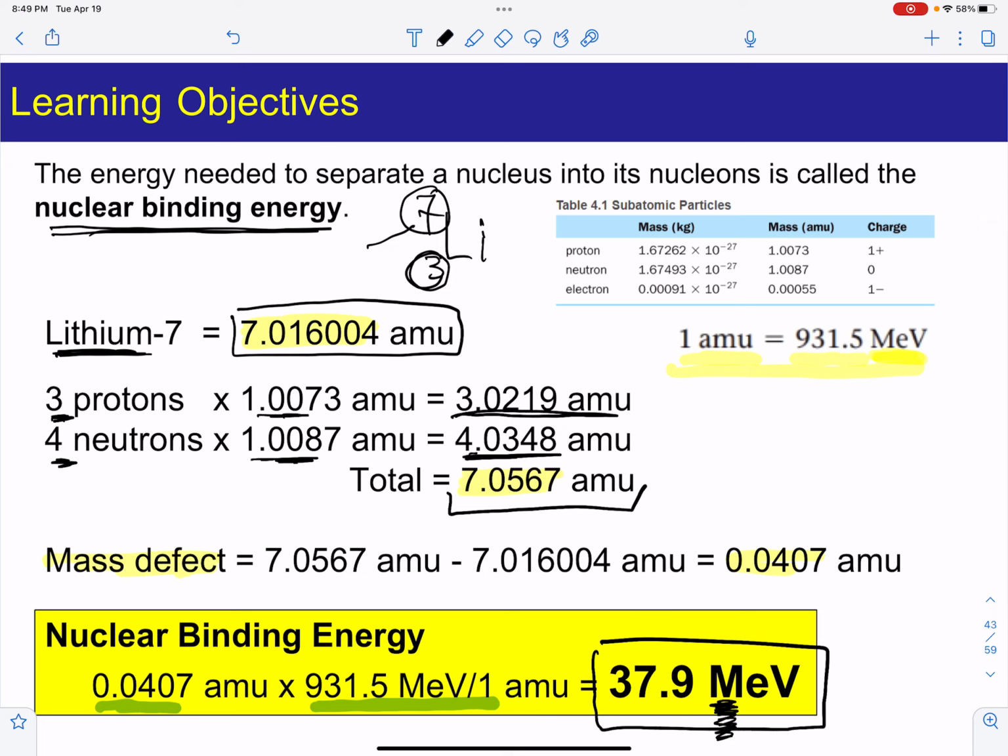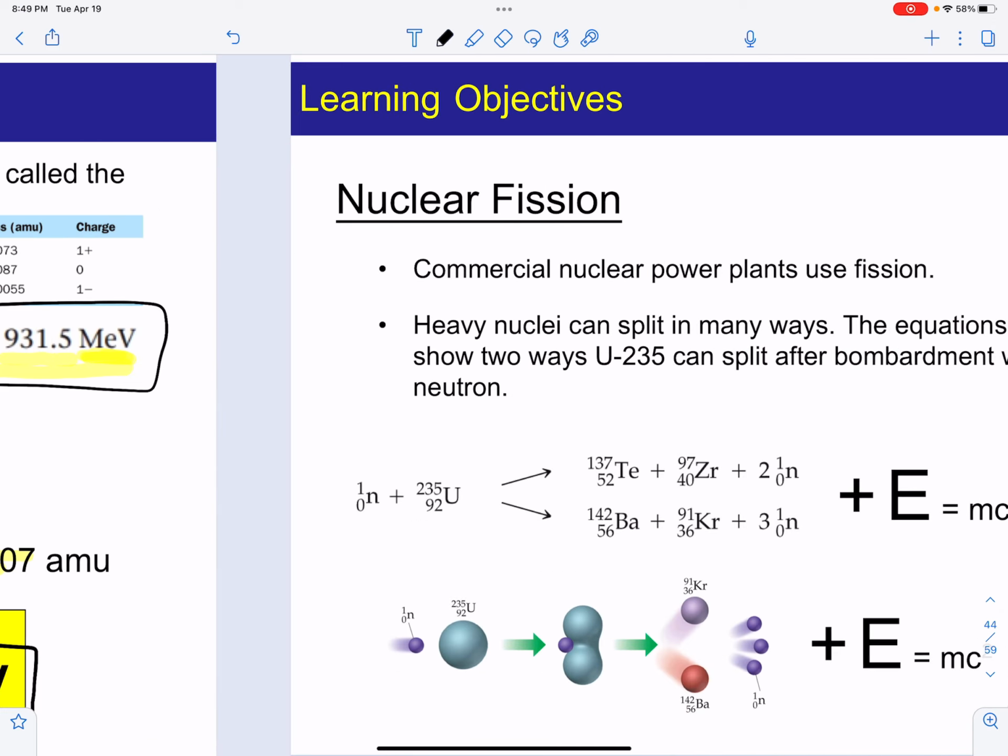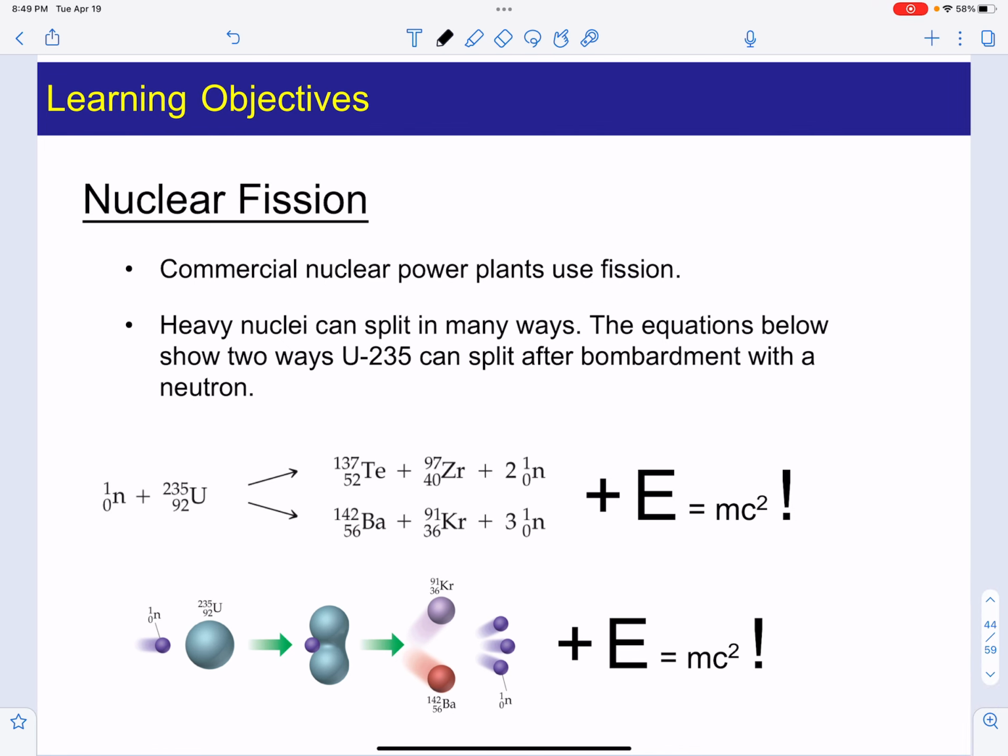How many protons, how many neutrons, compare that with the data you get from the lab. You can find your mass defect, multiply by the conversion factor from mass units to electronvolts, and that tells you how much energy is holding that together. So if it breaks apart, that's how much energy you will need to break it apart. With that said, now we can apply this to the process of fission and fusion.